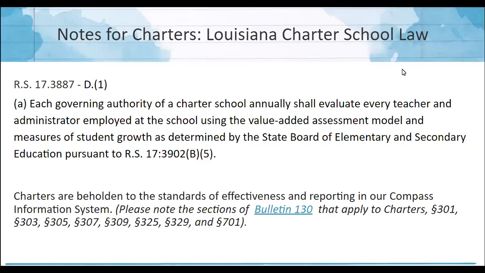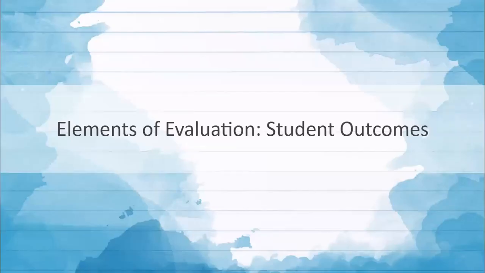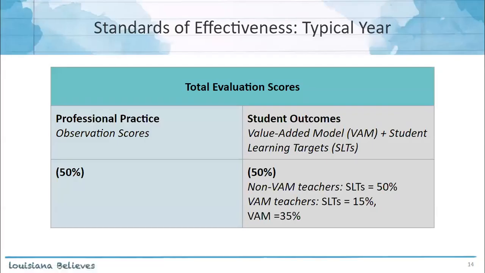Now we'll unpack the components of the elements of evaluation, starting with student outcomes. In a typical year, we measure the standards of effectiveness by professional practice scores and student outcome scores, which can be comprised of student learning targets and value-added model scores.